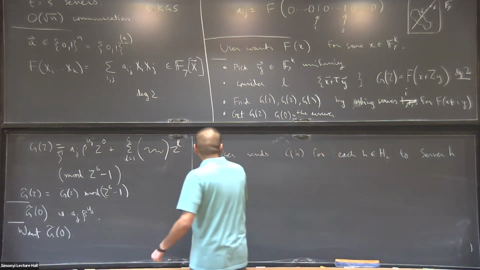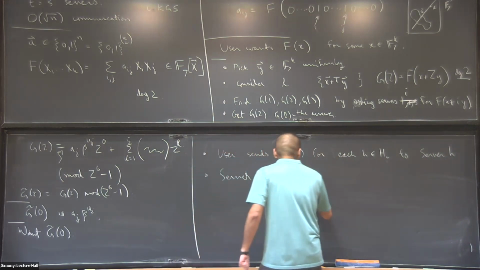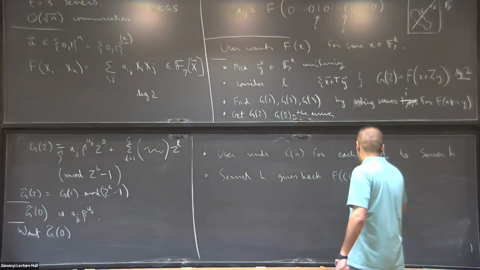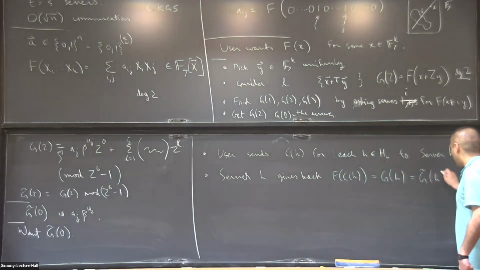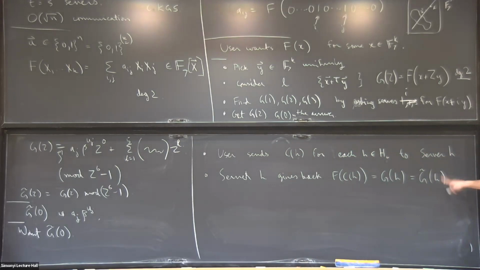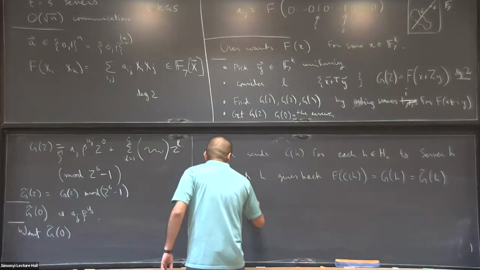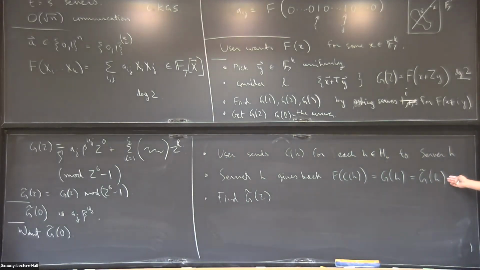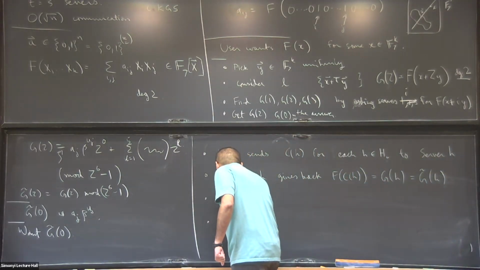The server will reply with, server H gives back f of C of H. This is G of H, which is G tilde of H, because this is a 6th root of unity. Find G tilde of Z. You recover from, this is now just a degree 5 polynomial. I have 6 values of it. I can find the whole polynomial. So I found the whole polynomial. And yeah, we got G tilde of 0.